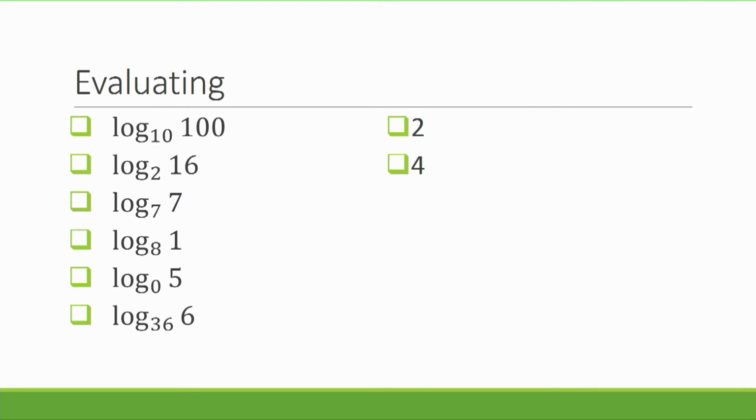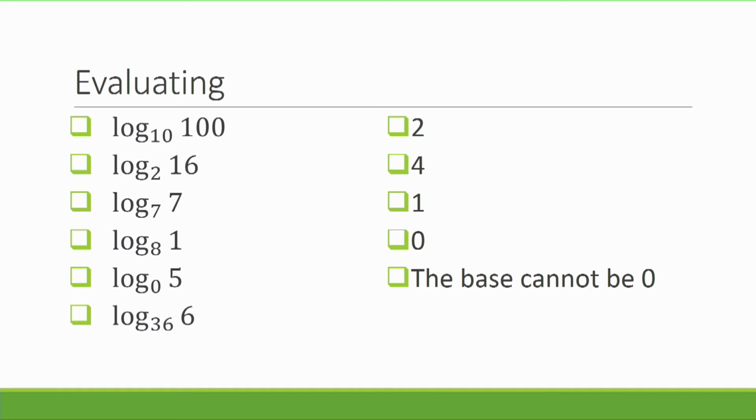I used 7s a lot, didn't I? What exponent of 7 would give us 7? 1. What exponent of 8 would give us 1? That would be 0. And this next one, what exponent of 0 would give us 5? Hopefully you realize that's not going to happen, so the base can't be 0. It would be undefined, right?